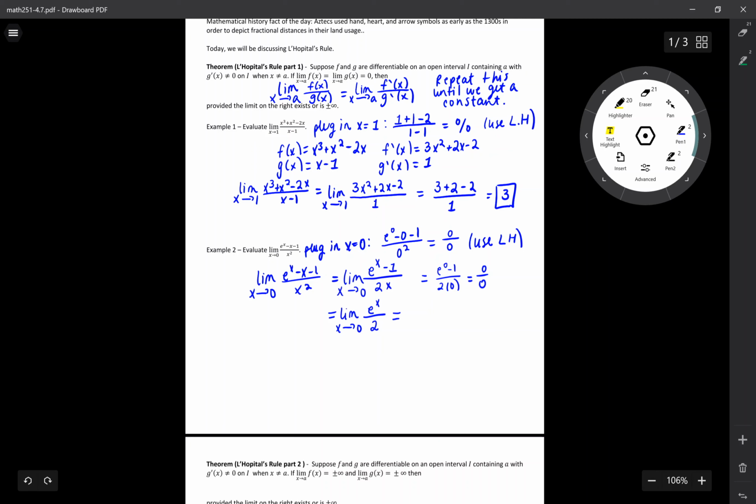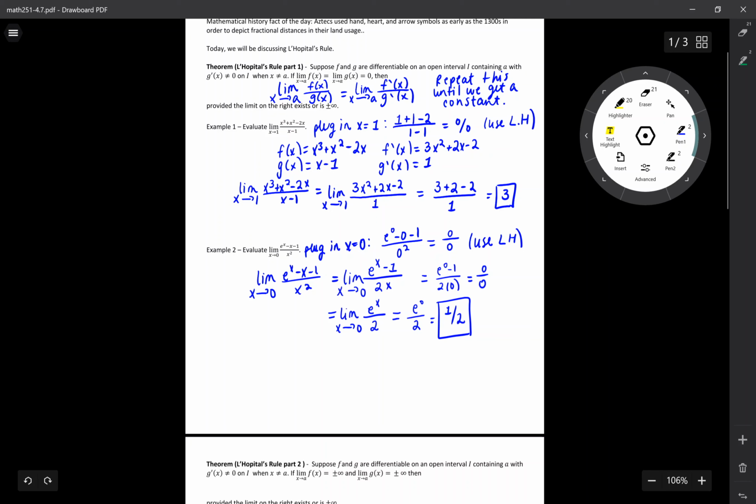Now if I plug in 0, I get e to the 0 divided by 2, which is 1/2. So finally we get a constant. So here I had to apply L'Hopital's rule twice, but that is okay. I apply it as many times as I need to until we get a constant or positive or negative infinity.